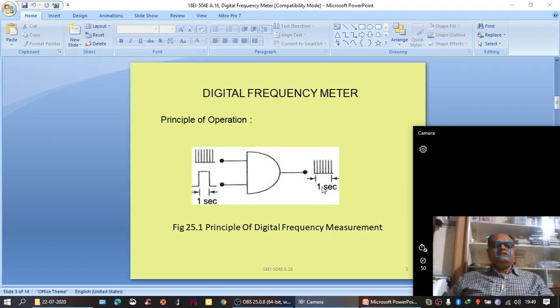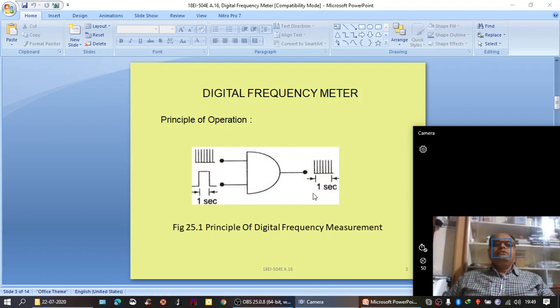Now what happens here? During the 1 second period of the gating pulse, when it is high, the signal will flow through the gate, and the number of cycles of the signal are counted by a digital counter. Counted by a digital counter.